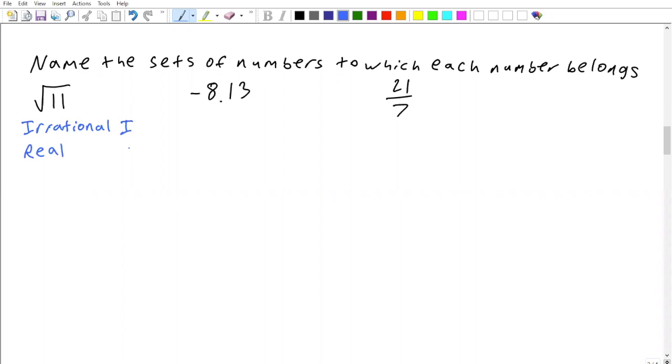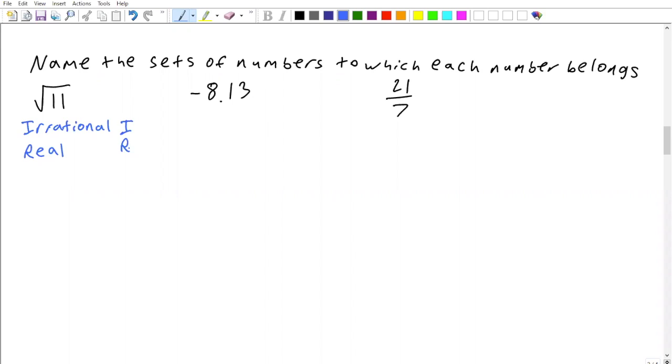So we got the I and we got the R. You can either write that it's irrational and real, or you can just put I and R. I know what you're talking about. Then we have negative 8.13. Well, it's negative, so it's definitely not a natural or a whole number.